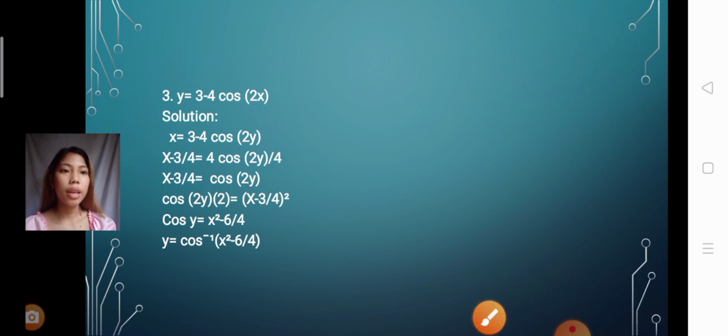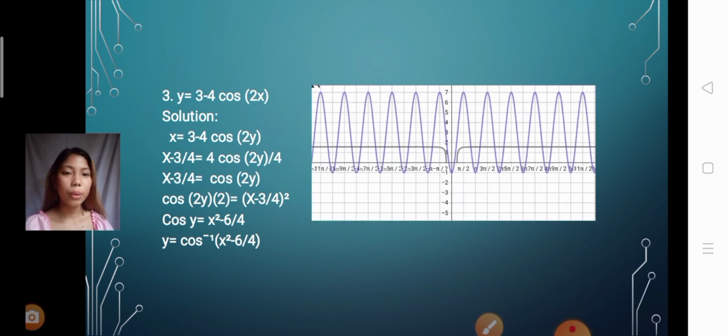So this is the graph of cos y equals (2x minus 6) over 4 and y equals cos inverse of (2x minus 6) over 4. That's all. Thank you.